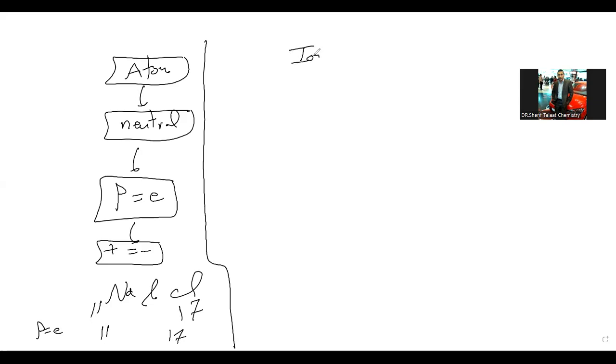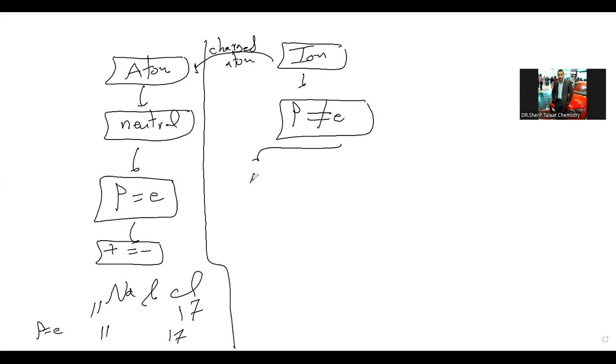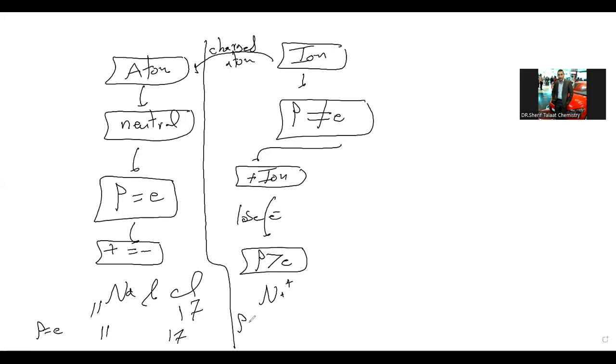While in the case of an ion, what is meant by ion? The charged atom. What is meant by charged atom? An atom after losing or gaining electrons. In an ion, protons are not equal to electrons; it may be a positive ion or a negative ion. A positive ion refers to losing electrons, so protons are greater than electrons. For example, if we have Na+, protons equal 11, while electrons equal 10. Why do electrons equal 10? Because the positive charge refers to losing an electron.